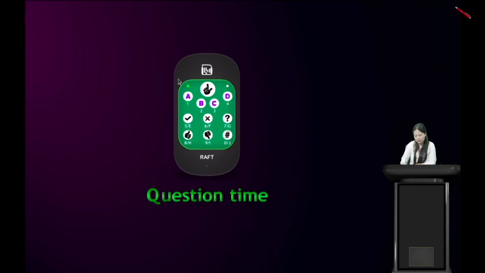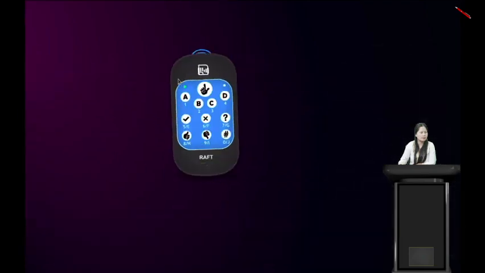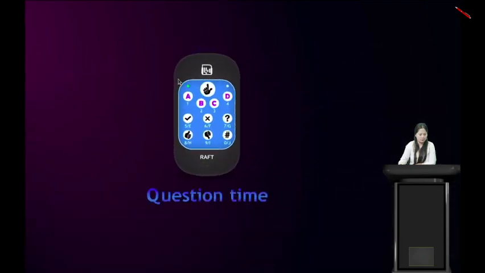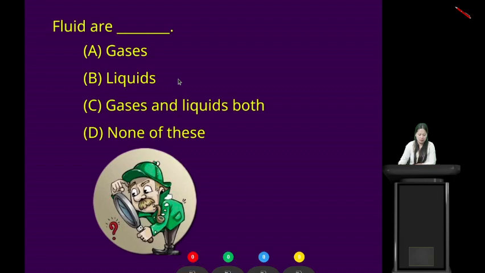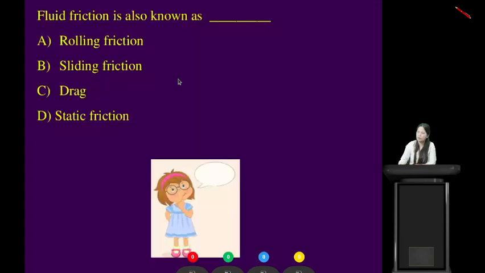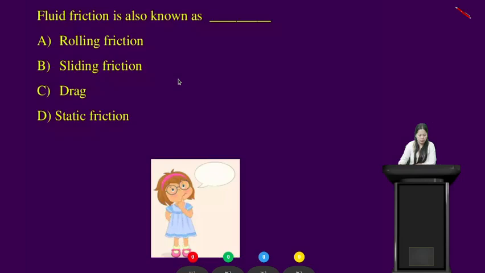Alright students, we have another question. Please get your rough devices ready. The question is, fluid friction is also known as which of the following? We have four options. Option A is rolling friction, option B is sliding friction, option C is drag, and option D is static friction. I'm giving you 30 seconds to respond to this question. Your time starts now.